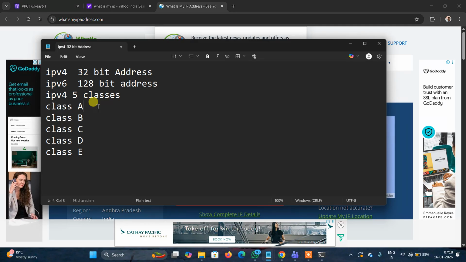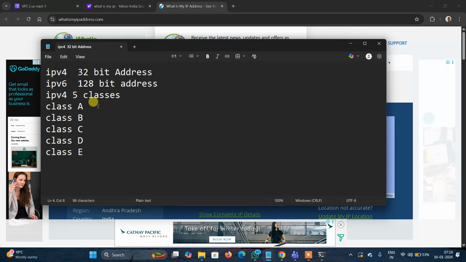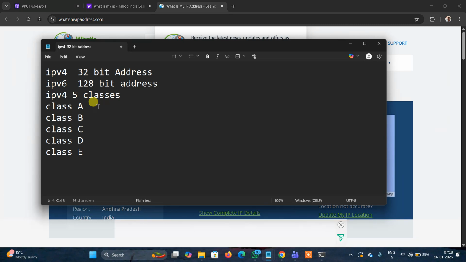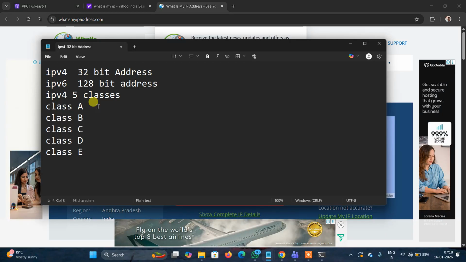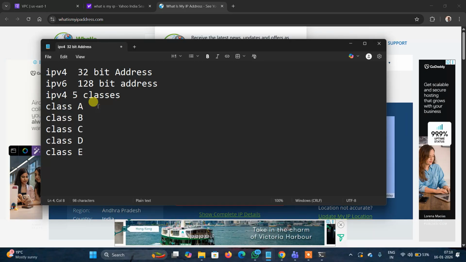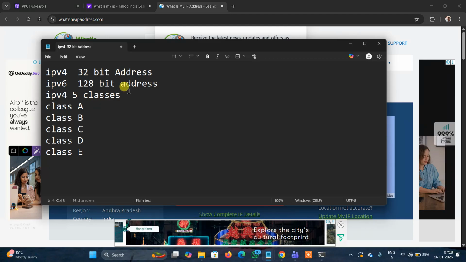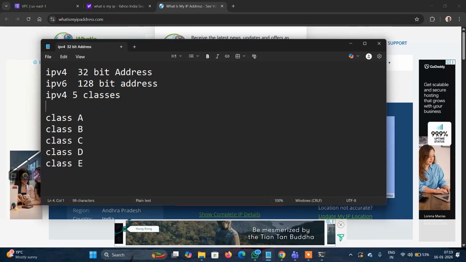For the internet, local area network or wide area network, we use A, B and C. Generally we use only A, B and C. D and E are used for research and development, and also for internal communication of the router. For multicasting, they use D and E. Understand?